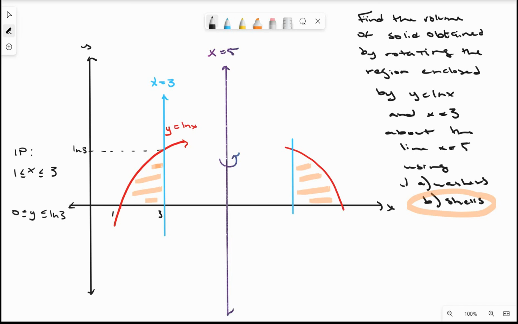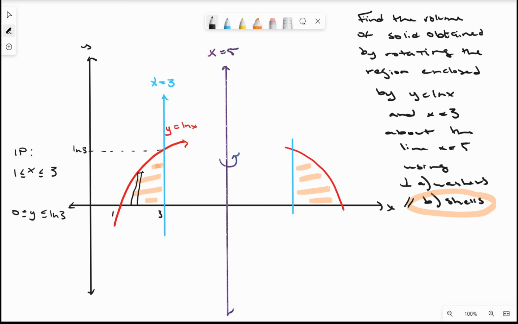With washers, we take perpendicular cross sections, or perpendicular rectangles, and with shells, we want to take parallel rectangles and then rotate them. So parallel to the axis of rotation, which is in this case a vertical line. So we're going to form these vertical rectangles.